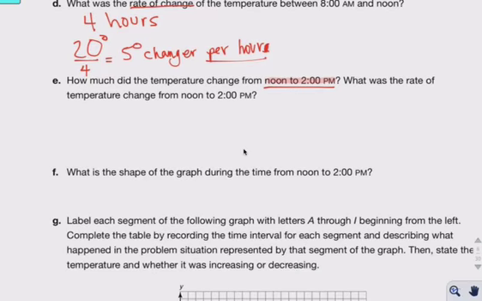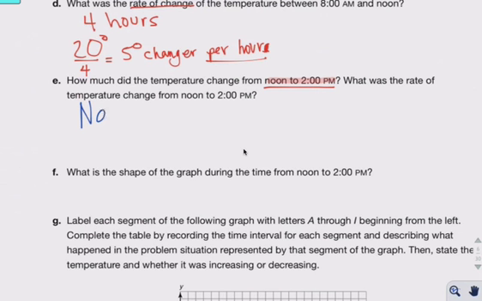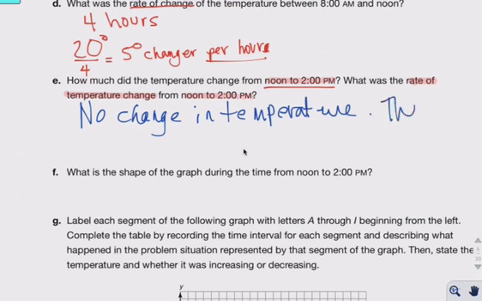Okay? What was the rate of change between noon to 2? Did the temperature change? No. There's no change in temperature. It stayed the same. What was the rate of change? They want to know the rate of temperature change between noon and 2. It is 0, because there's none. The rate of change was 0. That means it has 0 slope.